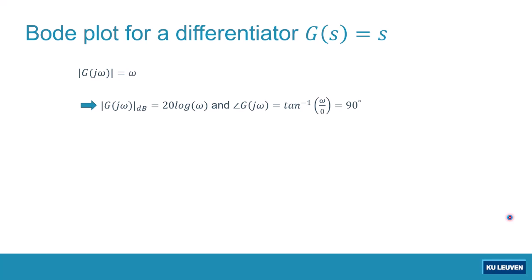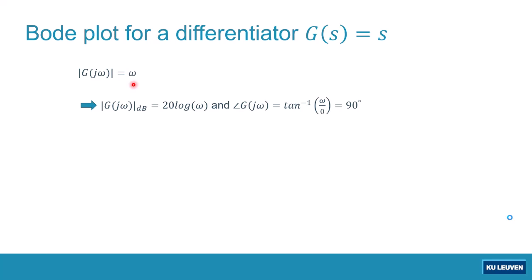The magnitude for G(s) equal to s, of course, will be simply equal to omega, right? G(j omega), my G(j omega) now is equal to j omega, so the magnitude of j omega is obviously equal to omega. What about the magnitude in dB scale? It will be equal to 20 log omega.